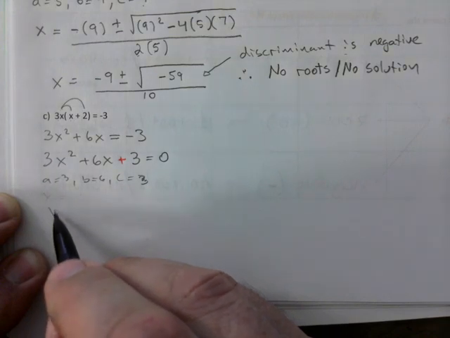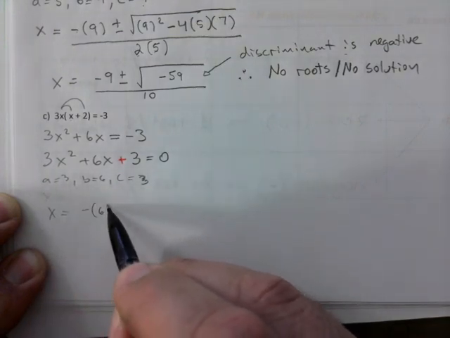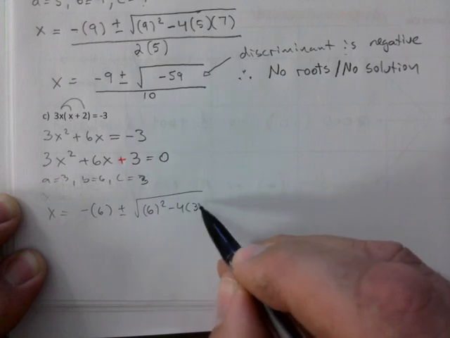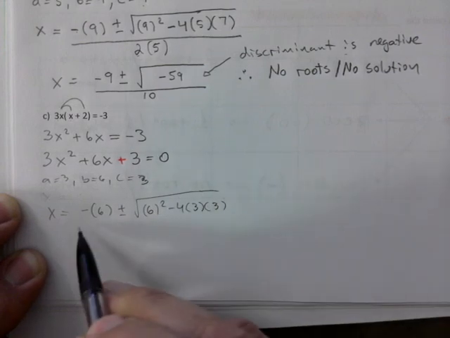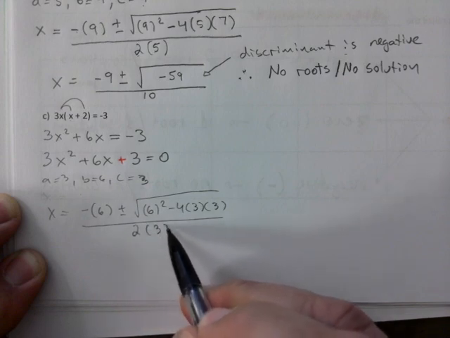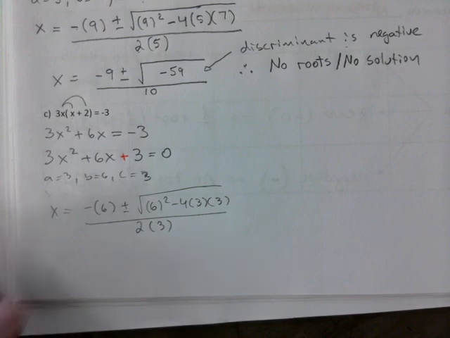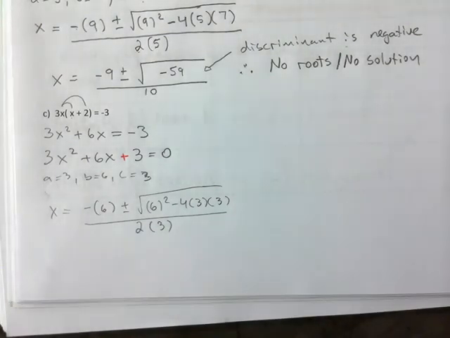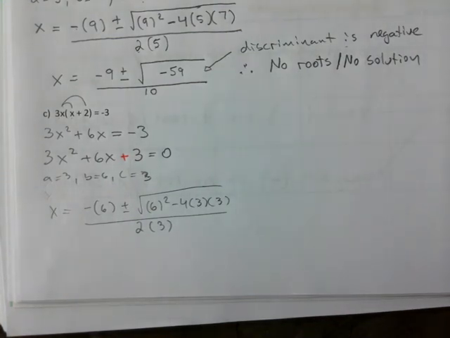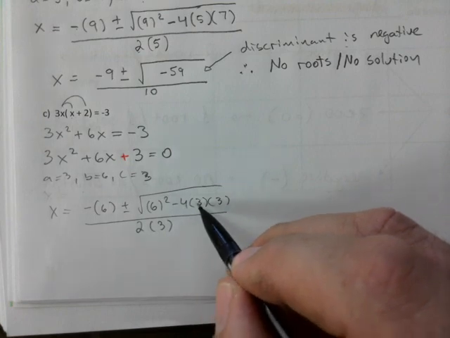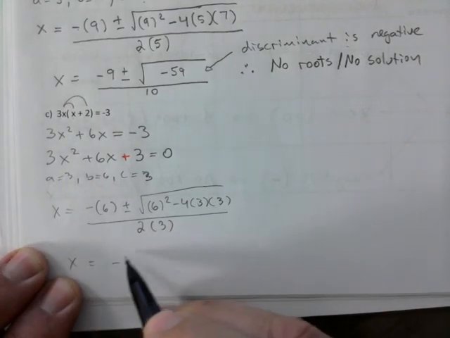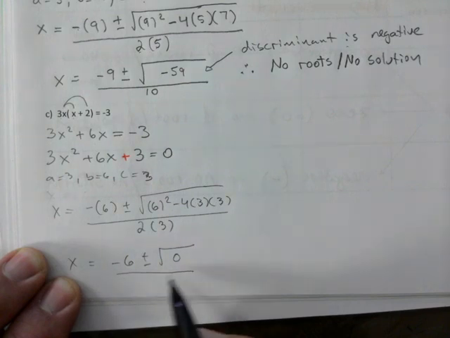Okay. x is -b plus or minus the root of b squared minus 4 times a times c, over 2 times a, like that. And then you find out that the discriminant happens to be 0. You can see, 4 times 3 is 12, times 3 is 36, and this is also 36. So you can do a mental math check there. -6 plus or minus root of 0 over 6, right?